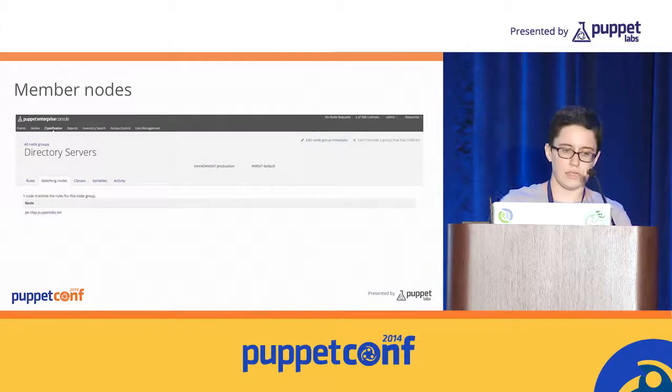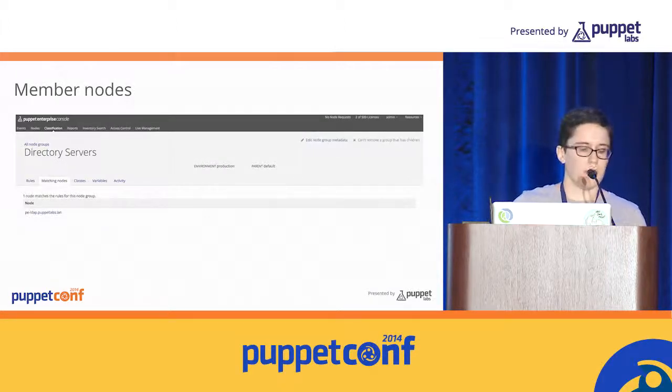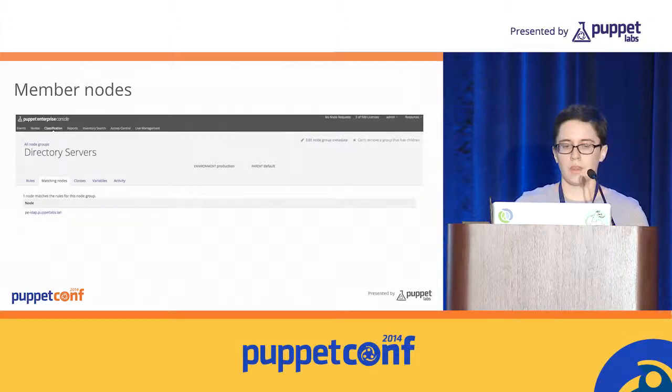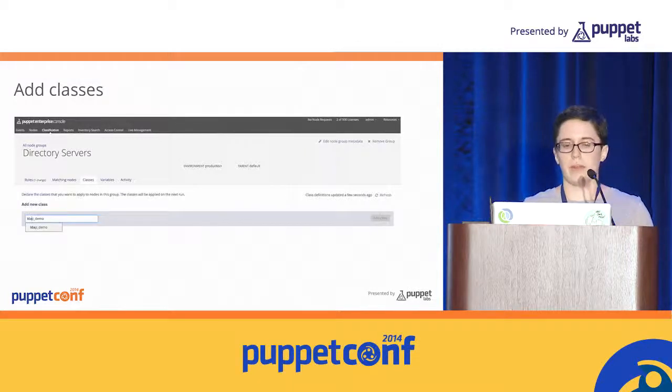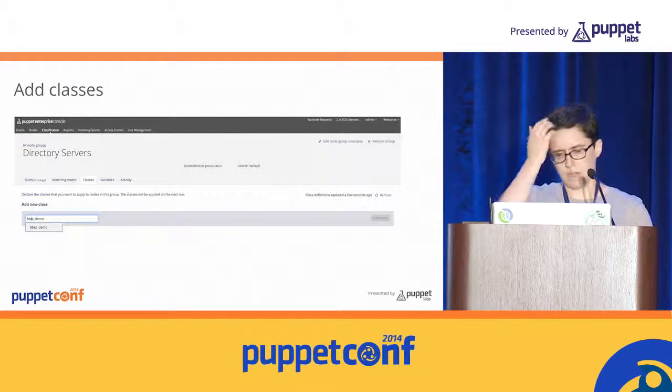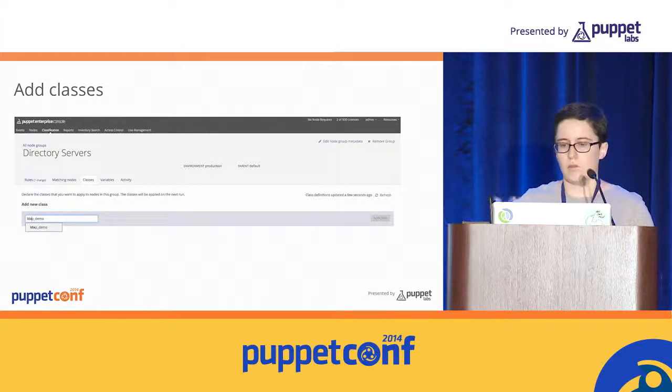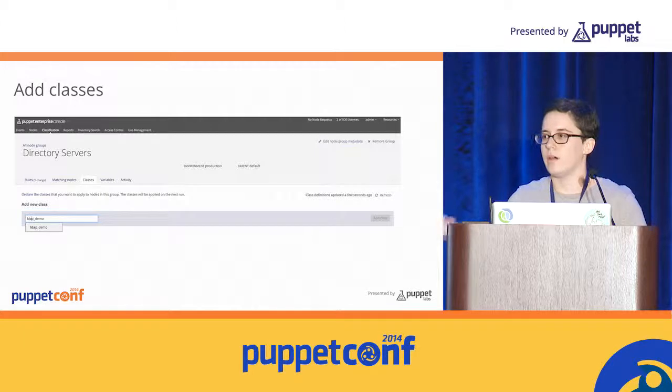I can go over and see in the Matching Nodes tab what nodes this group matches. If I were to bring up another node that was PLDAP2, I wouldn't have to do anything else. It would just automatically get this classification. I don't have to go and click and add another node anywhere to a group. So it's all rules-based. So then I'm going to add my class. In this case, I just have an LDAP demo class that I've got set up. And again, you see this is aware of the classes that I have on my Puppet master.